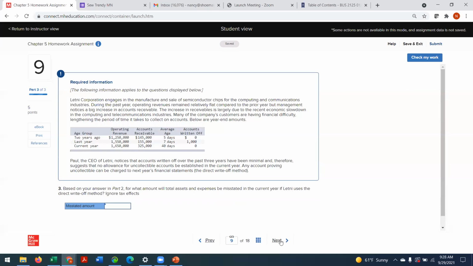Okay, so guys, here, based on your answer in part 2, for what amount will total assets and expenses be misstated in the current year if he uses the direct write-off method? So if he decides, I'm not going to estimate bad debt expense, I'm just going to use the direct write-off method, then how much would the assets and expenses be misstated in this current year?